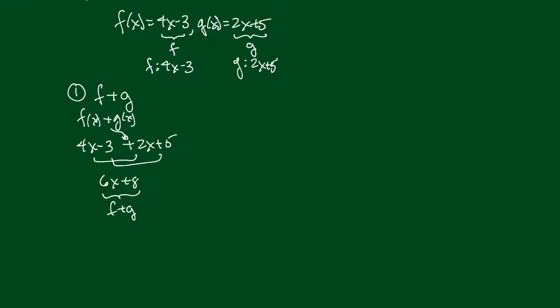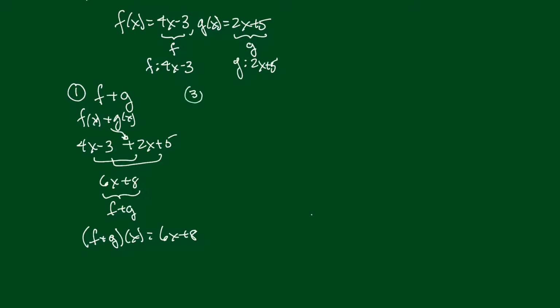Just like some of us have longer names than others, this name right here, I'll go all the way up to the top. The name of this function is f. The name of this function is g. The name of this function is f plus g. So I can write it out like this: f plus g, and I use parentheses to make sure you see it as all one thing, of x is equal to 6x plus 8.